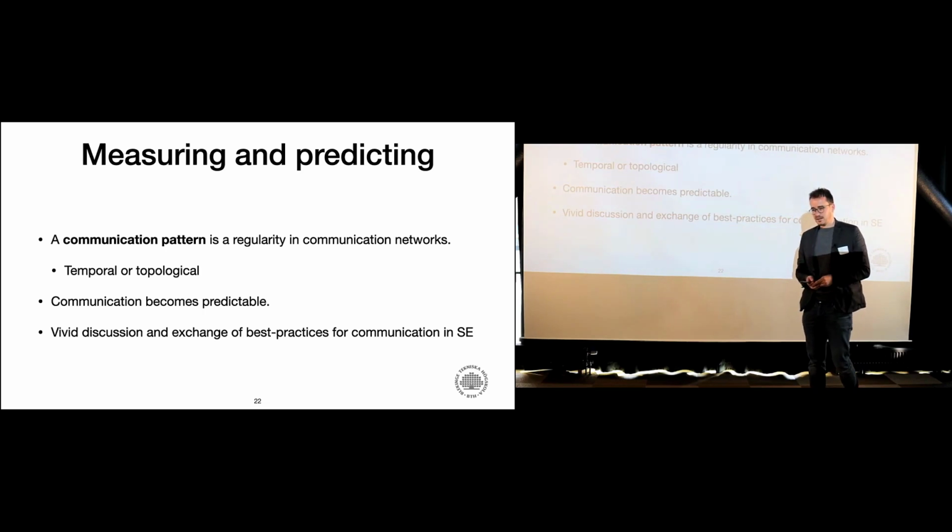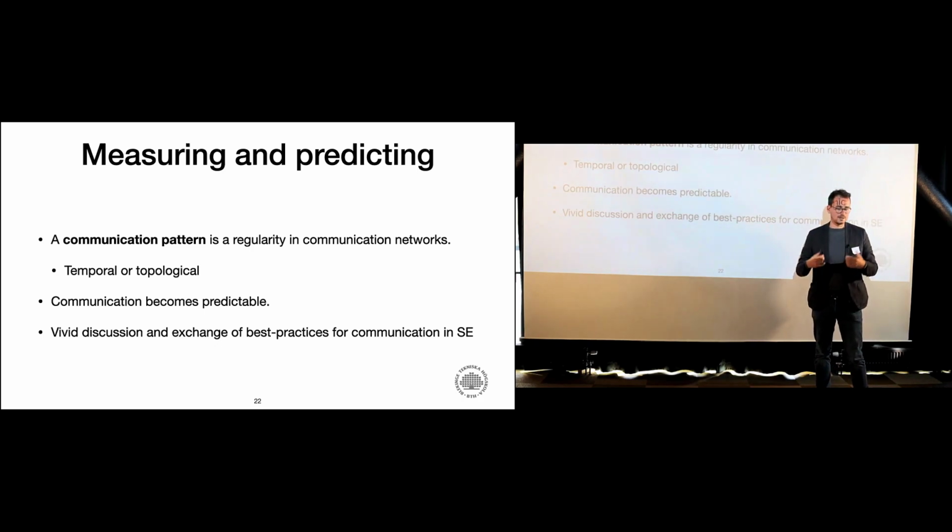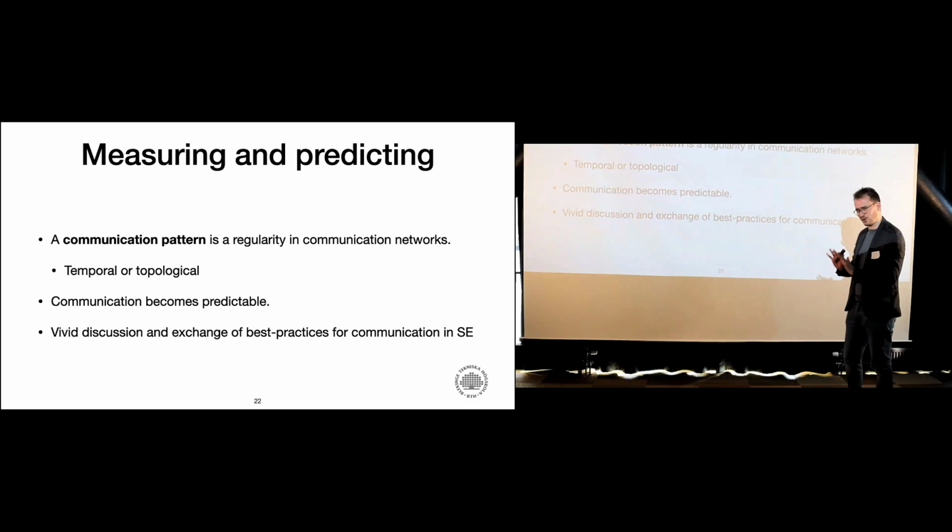There is something I would like to introduce in a very short note: the communication pattern. A communication pattern is a regularity in communication. It can be temporal, like after a release, we have a certain increase or decrease of certain types of communication, or it can be topological, meaning teams which are working together should also have a strong connection in communication networks. With these patterns, the communication becomes predictable, and this is a very fancy thing, because predictable is always a good thing, right? Unpredictable goes in the direction of uncertainty, and this is always not good.